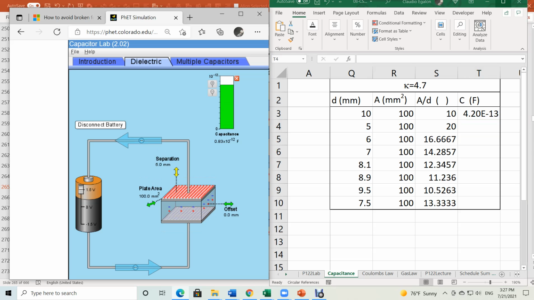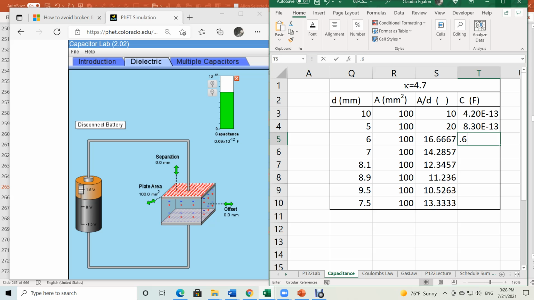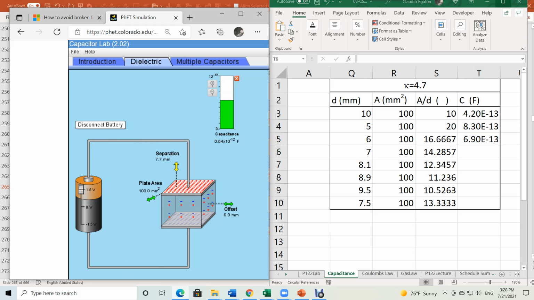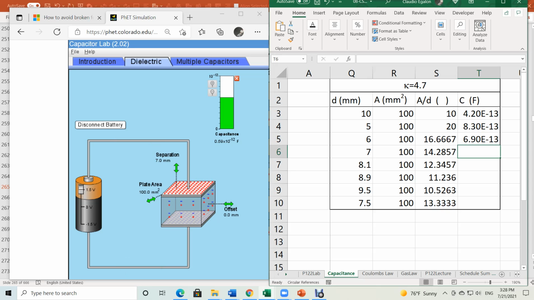5 millimeters, the smallest possible. Here you go. 0.83 times 10 to minus 12. What's next? 6 millimeters. Let's go for 6 millimeters. 0.69 times 10 to minus 12. 7 millimeters. Here you go. 0.59 times 10 to minus 12.